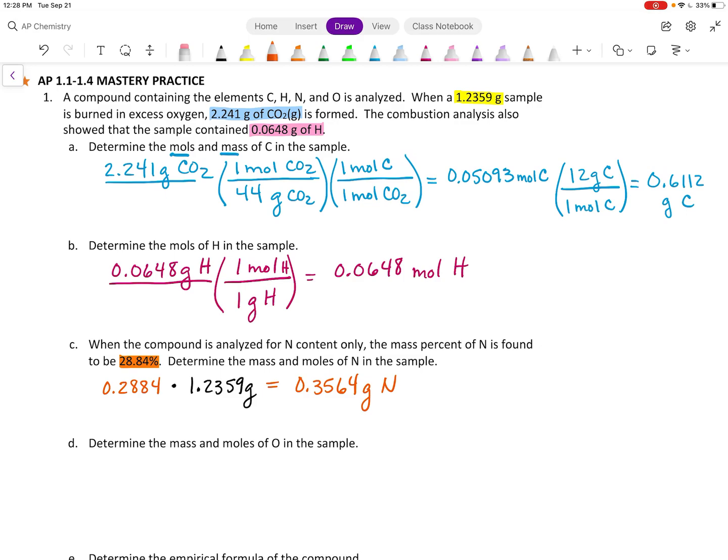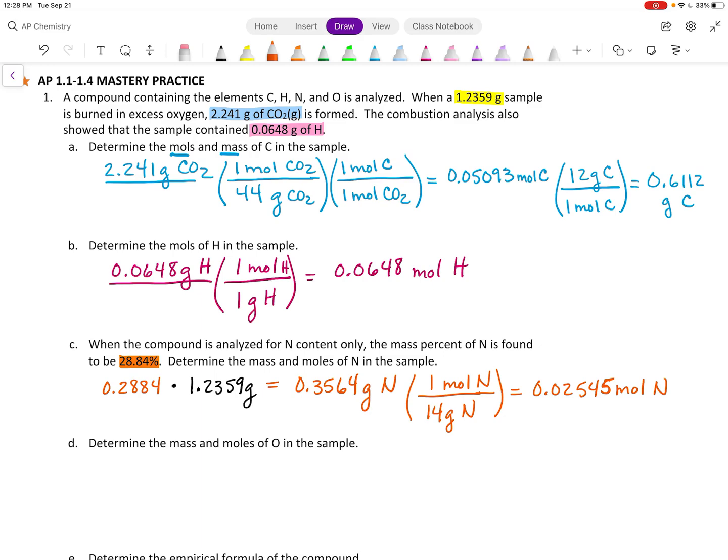Okay. Now, if I want to know moles of nitrogen as well, of course, I'm going to have to go ahead and use the 14 grams of nitrogen for every 1 mole of nitrogen. So lots of just mole conversions between moles and molar mass. And I got 0.02545 moles of nitrogen. Now this is a tricky one. Sometimes they'll either only have nitrogen or only have oxygen. This one has both. So a couple different ways to solve the problem.